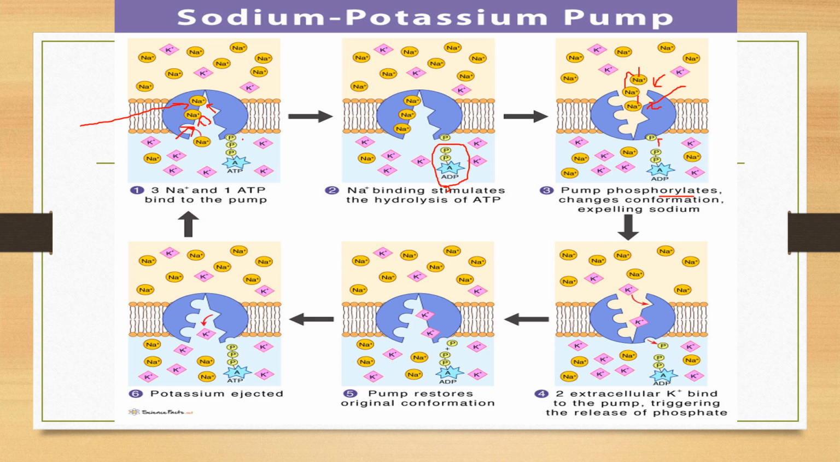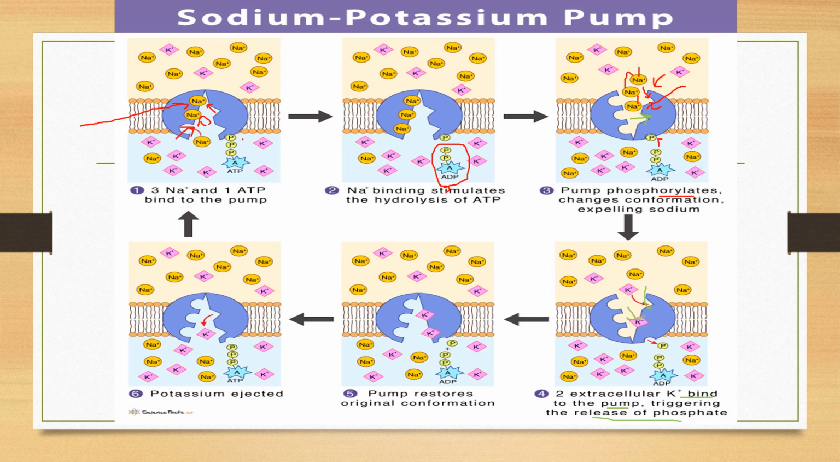Now here the 2 sites are available for the potassium ions. So this is site 1 and this is site 2. In the next step, 2 extracellular potassium ions bind to the pump, triggering the release of the phosphate group. So here one potassium ion binds, another potassium ion binds, and after that the binding of potassium ions triggers the release of phosphate.